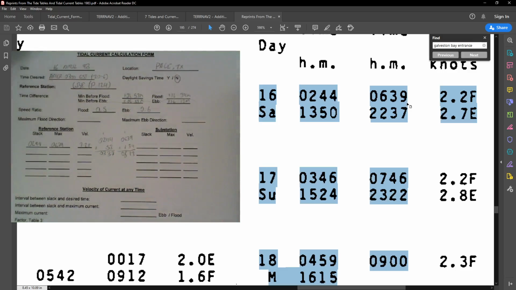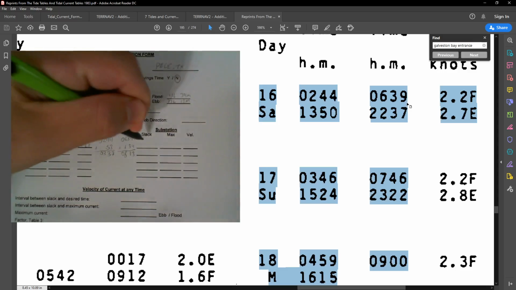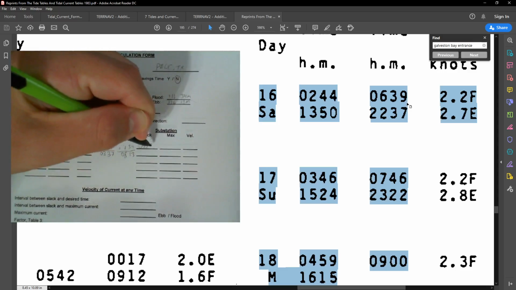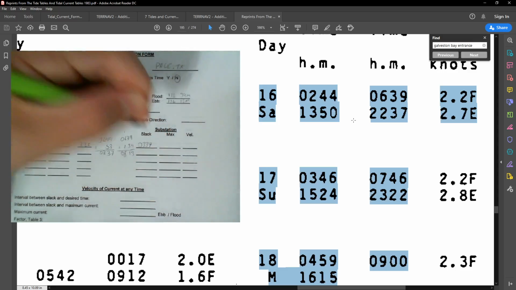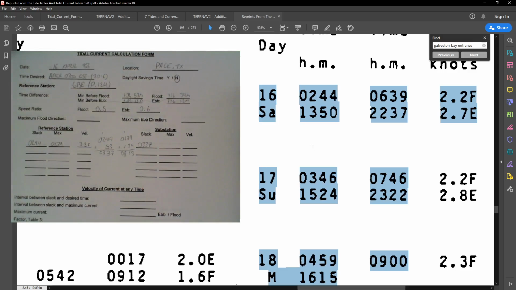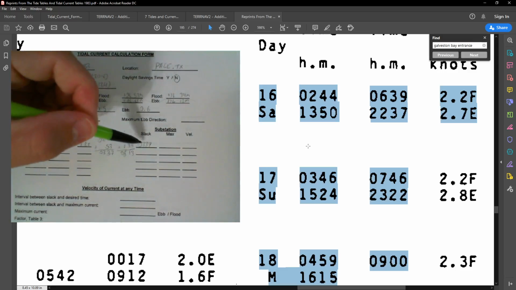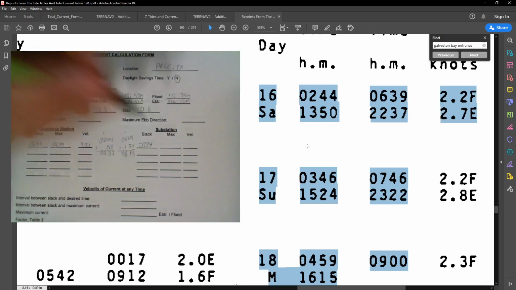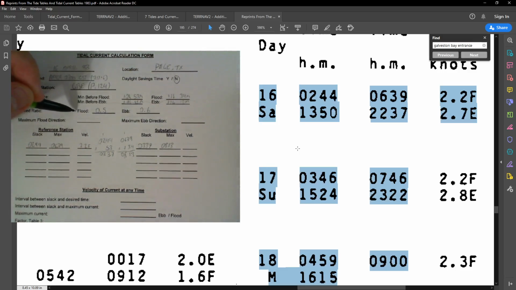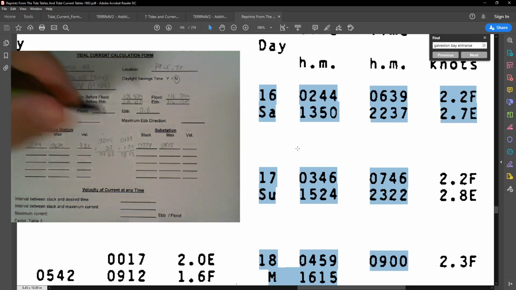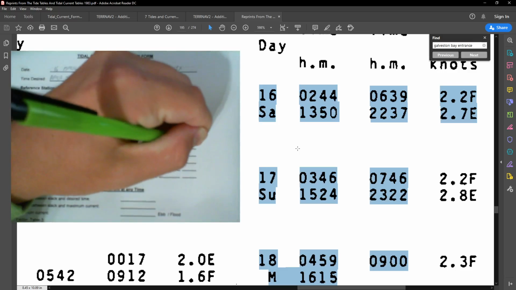Now, for this problem, 0337 is after 0300, but if we look back on the 15th, which you can scroll down and see, there is no significant change, so we can still use 0337 because the range of slack there is, I believe, from 09 to 03, so we can still use this slack and max. And then we need to account for our flood ratio, so 2.2 times 0.5 is 1.1 F. Alrighty.